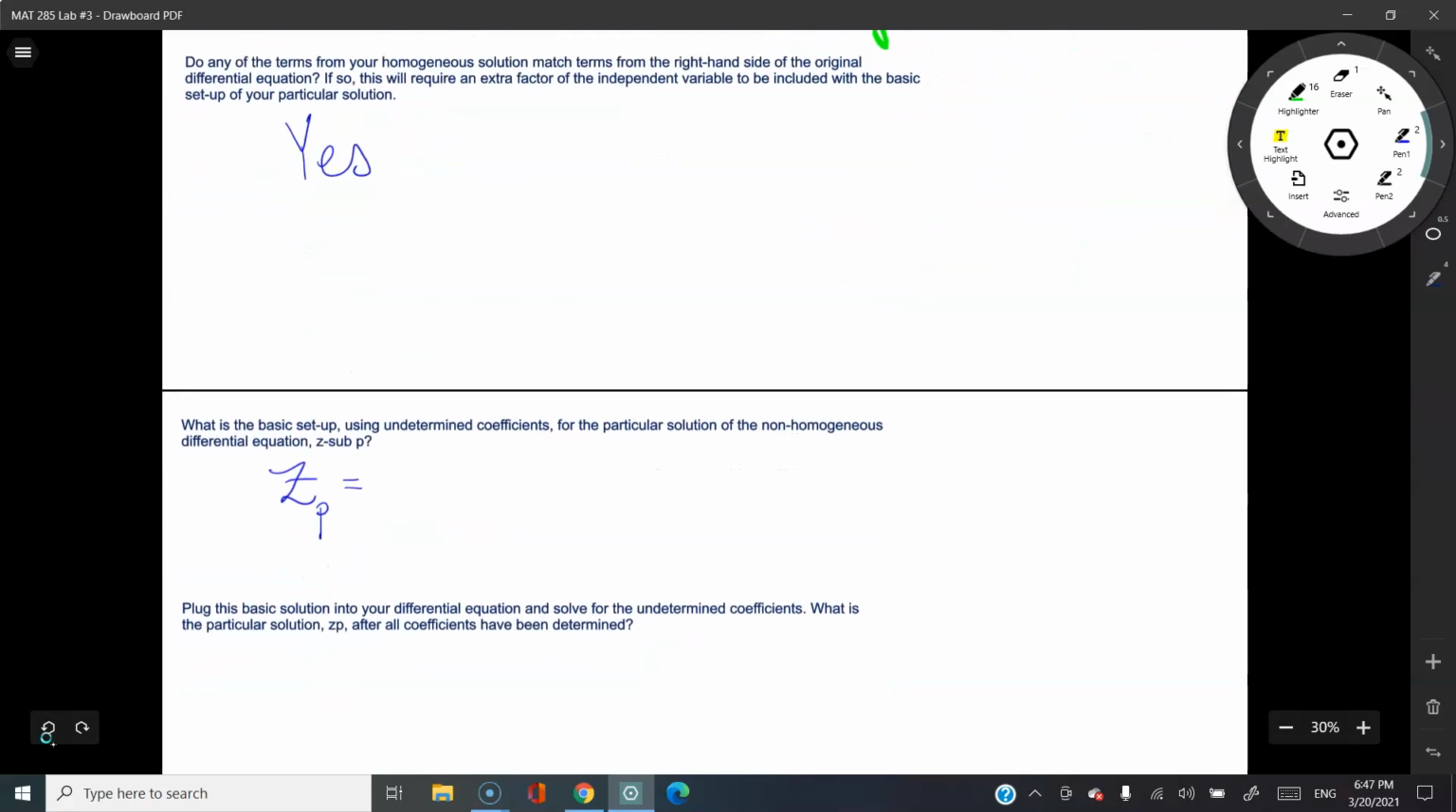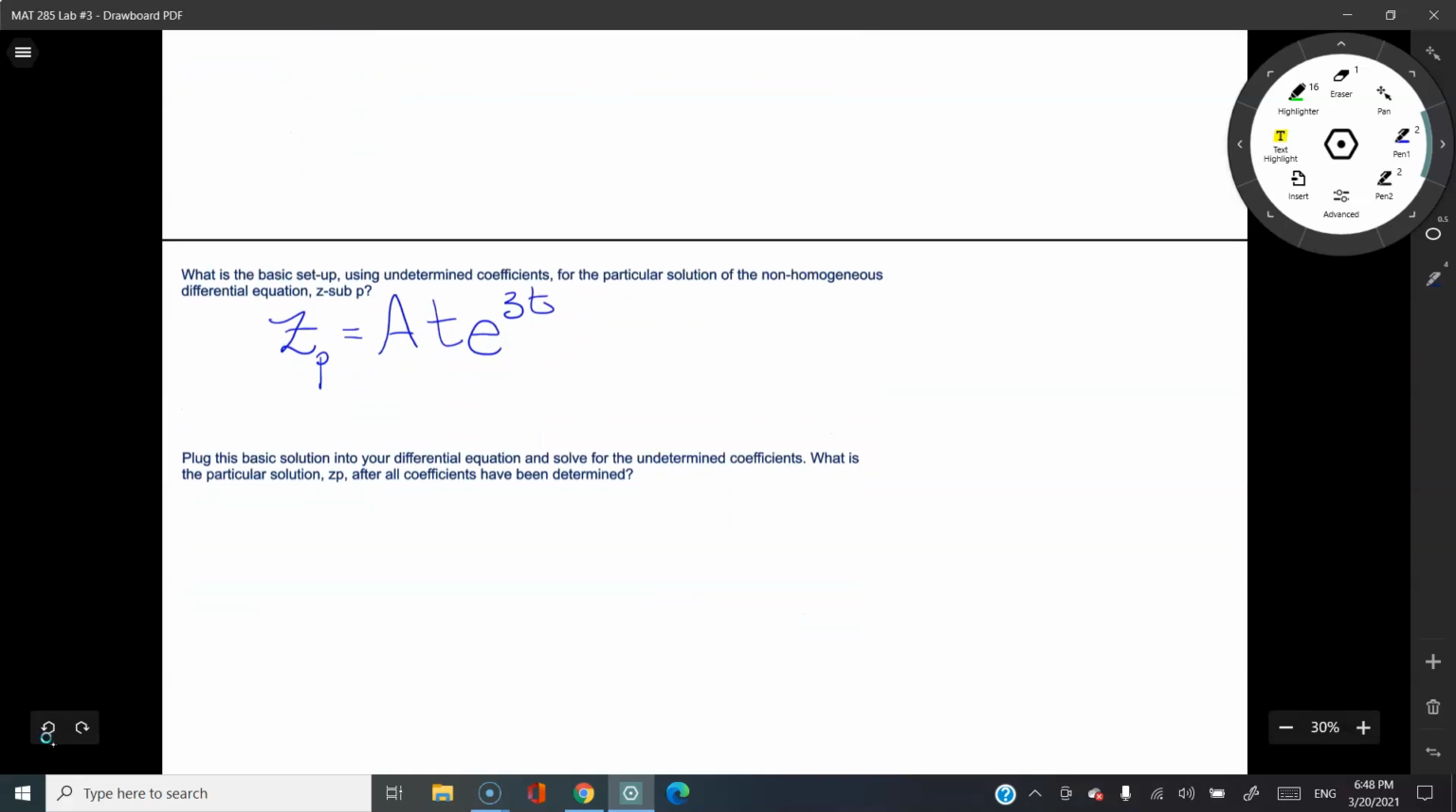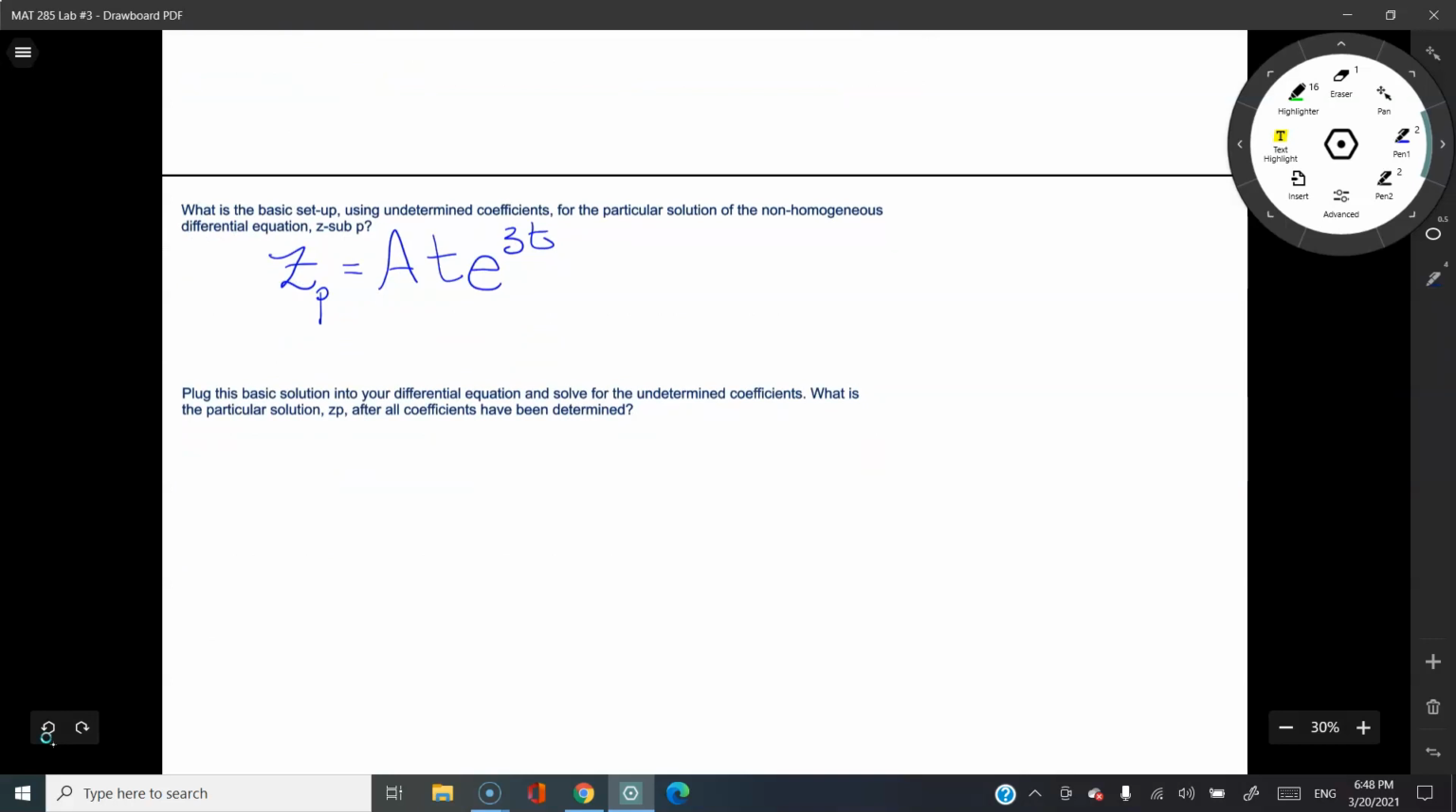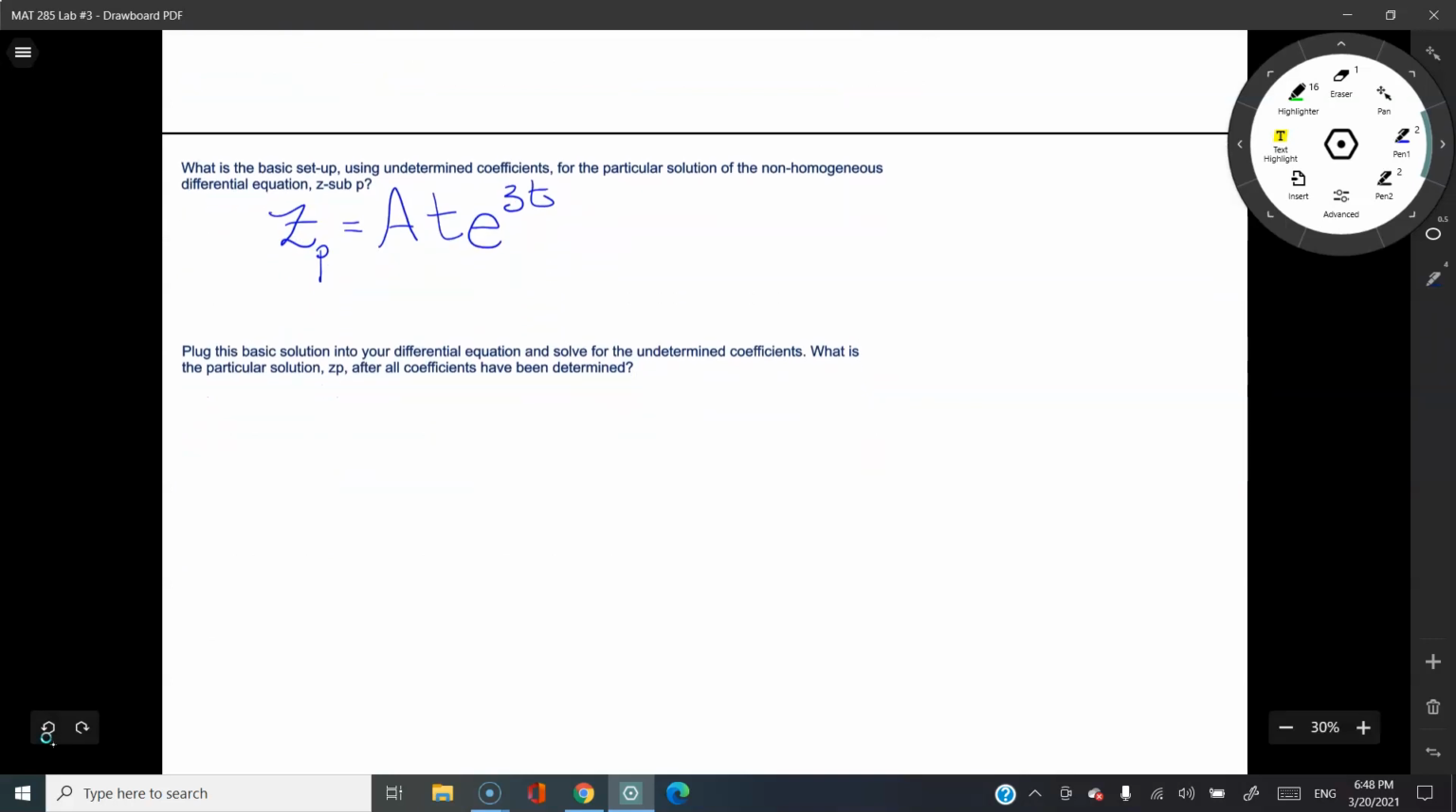So when I work on it down here, I am going to have an extra factor of t in front of it. And we have no idea what the coefficient is, and that's what the capital A represents. To solve for that undetermined coefficient of capital A, we are going to pretend this is a solution for our differential equation and assume it therefore satisfies our differential equation, and we are going to attempt to plug it back into the original differential equation.